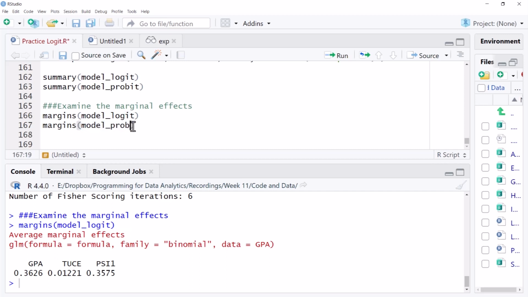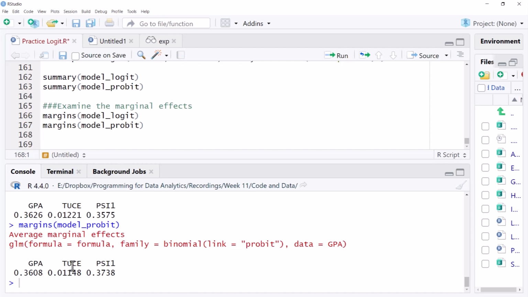Similarly for probit, we can run that. Now they are quite similar, so that eases our job. We also recollect that GPA and PSI1 were significant, while TUC was not very significant. So let's focus on GPA and PSI1.